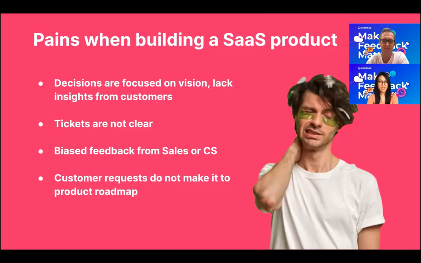The third pain is biased feedback. The sales teams and customer support teams are at the front lines and get the most feedback. But when they pass that along to the product team or the marketing team, it can have some colors of their own, let's just say. And lastly, even when you have a lot of customer requests on your hands, what is the procedure to put those requests onto the product roadmap? How do you prioritize them, and whose responsibility is it? That can be quite a pain.